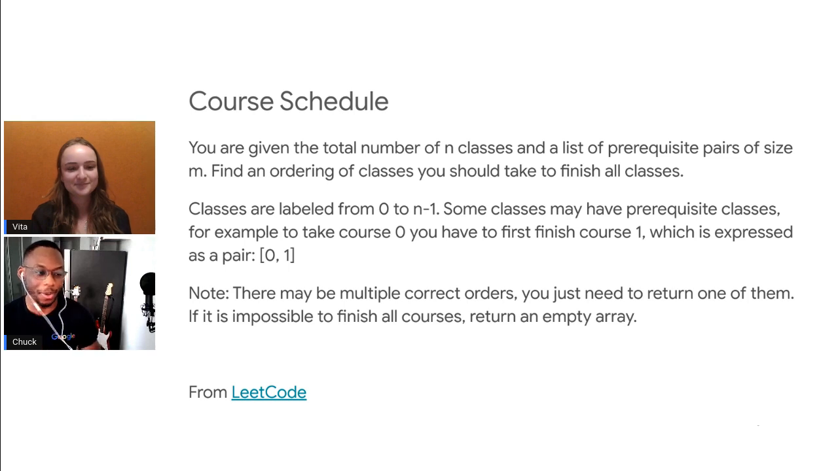This should hit right home for the folks watching this. Let's say that you are given a total number of courses you have to take and a list of prerequisite pairs, and your goal is to find an ordering of classes that you should take to finish all the classes and graduate. Classes are labeled from 0 to n-1. Some classes have prerequisites, and the prerequisites are given to you as a pair. So the pair 0, 1 indicates that 1 is a prerequisite of 0.